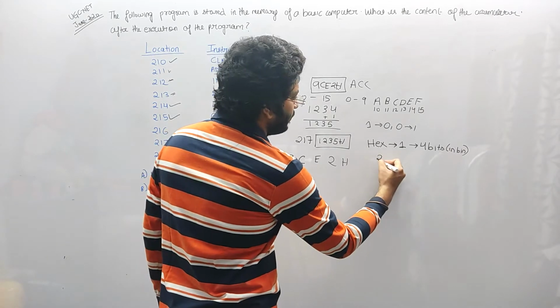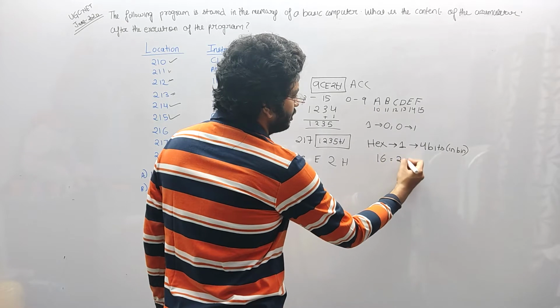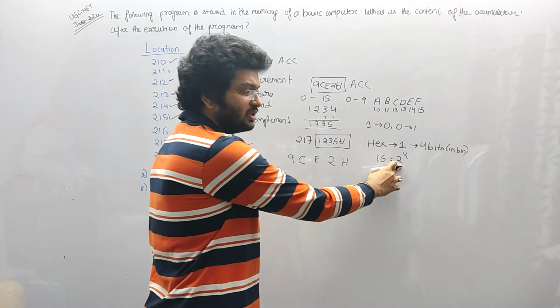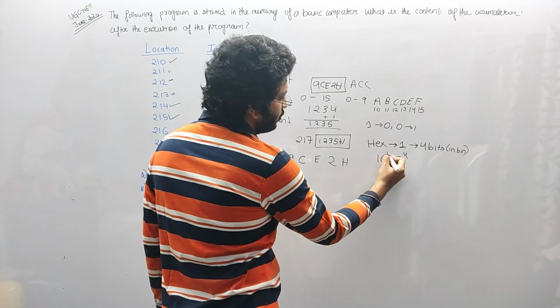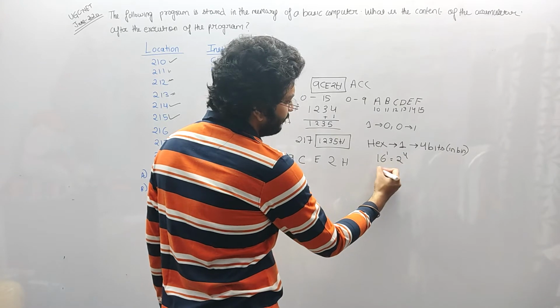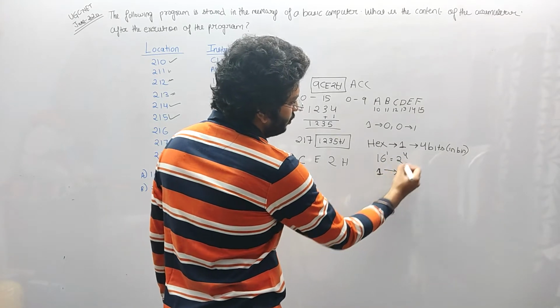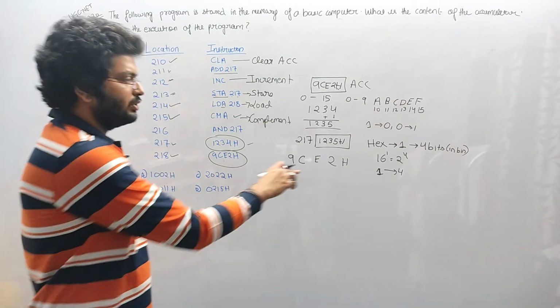So basically we have 16 equal to 2 power 4. This is hexadecimal, base 16, and binary, base 2. So every one digit in hexadecimal will be represented by 4 bits in binary. Now I am going to represent this.